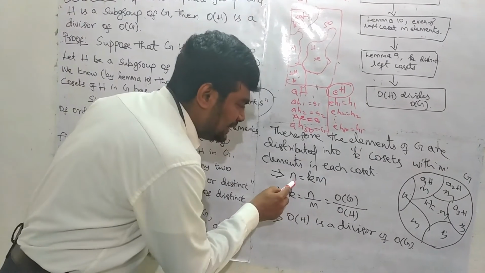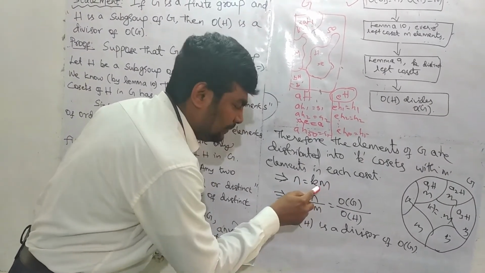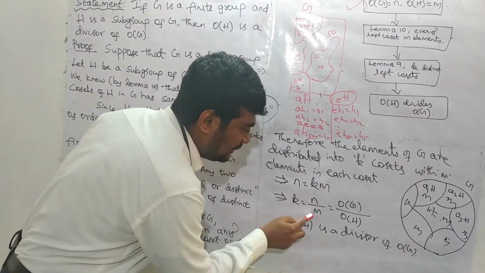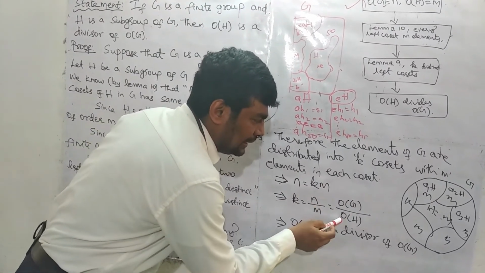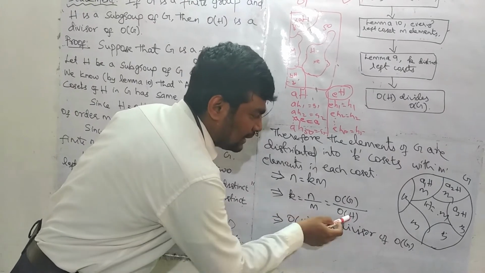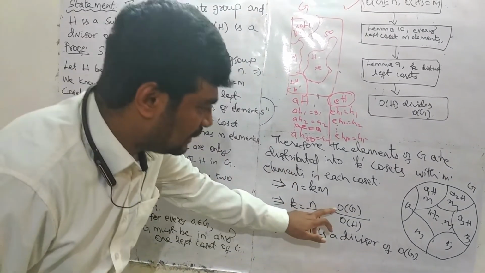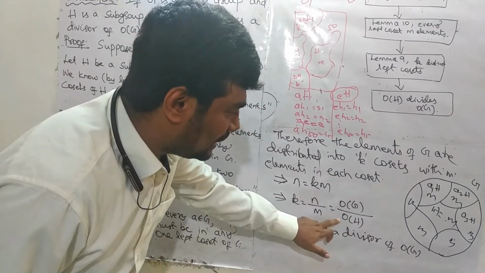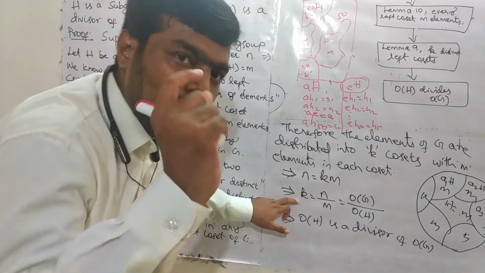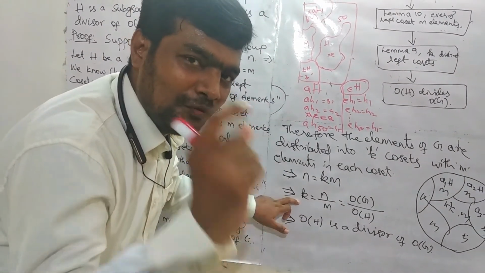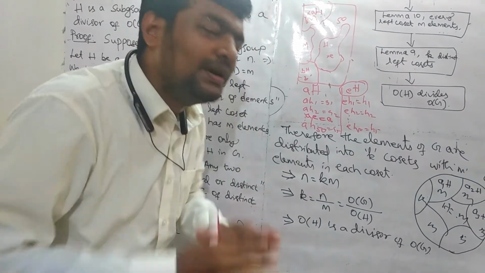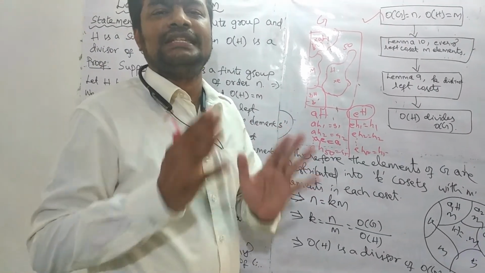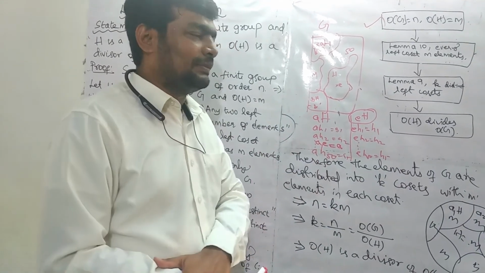So n equals k times m. So k is n divided by m. n is the order of G and m is the order of H. So we can notice that the number of elements in G divided by the number of elements in H gives a whole number. It's not a decimal part; there is no decimal part. So order of H is a perfect divisor of order of G. This is the proof of the theorem. Thank you.